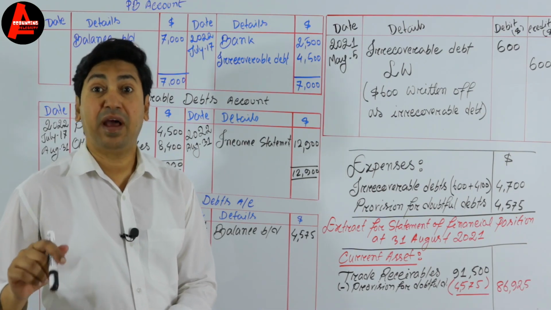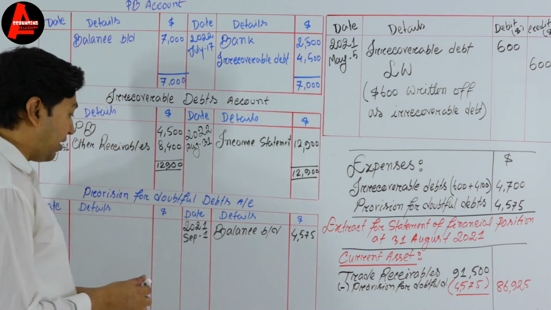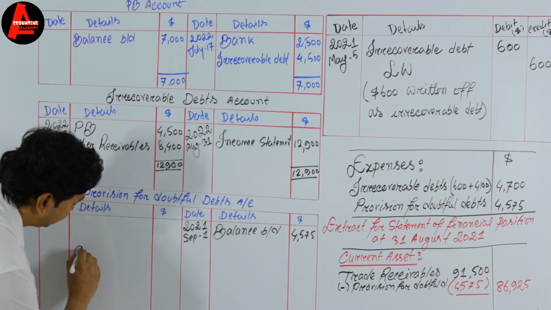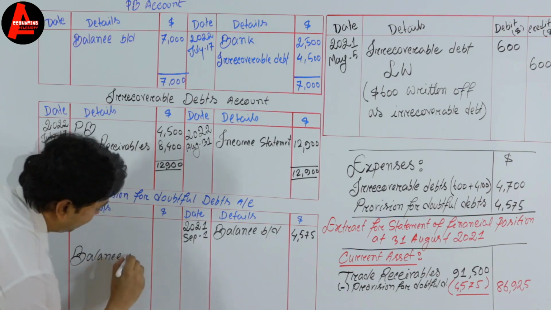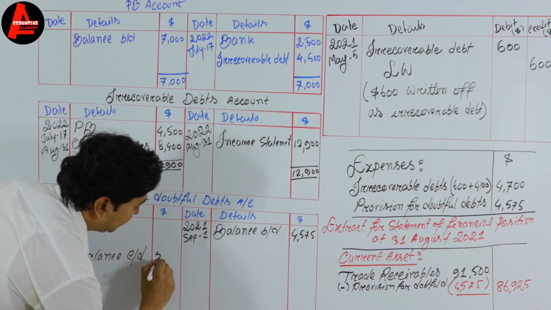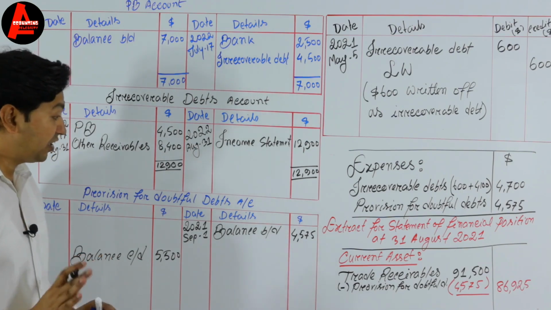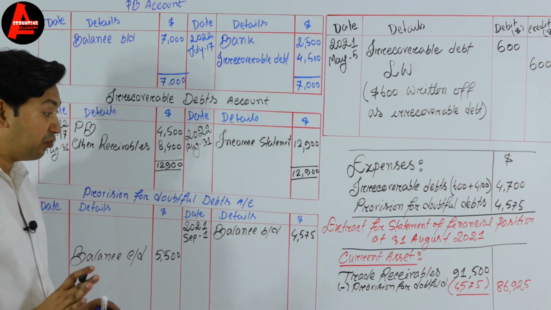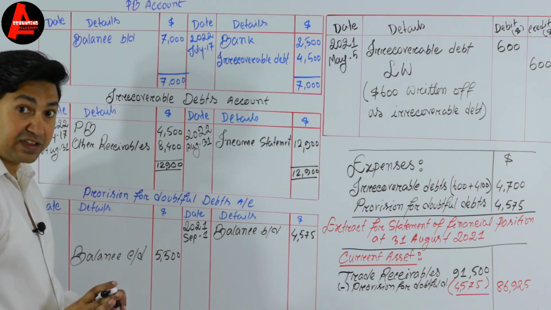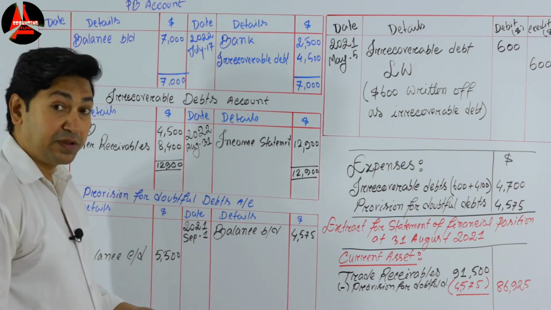Okay, means balance CD, balance carried down. So we will write here this amount on the debit side as balance CD. Okay, so here we will write $5,500. Okay, good. So only these two amounts we had, and we created provision for doubtful debts. Now we will balance it. We will check how much amount will go to the income statement.